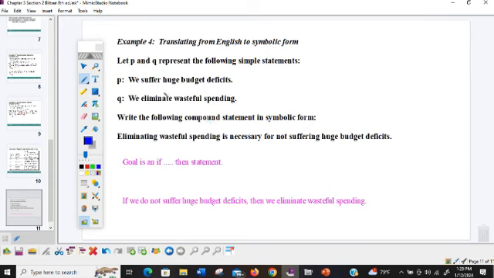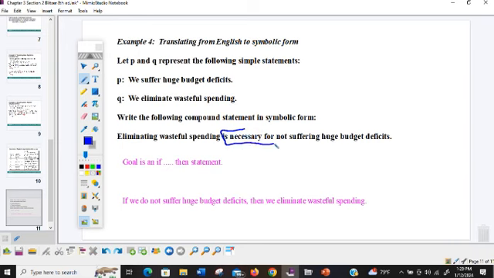On example 4, P is we suffer huge deficits, budget deficits. Q is we eliminate wasteful spending. They want us to write a compound statement in symbolic form. Okay, eliminating wasteful spending is necessary for not suffering huge budget deficits. Okay, this is necessary for. That's the key. I need to go back. Let me do the whole entire thing there, sorry.